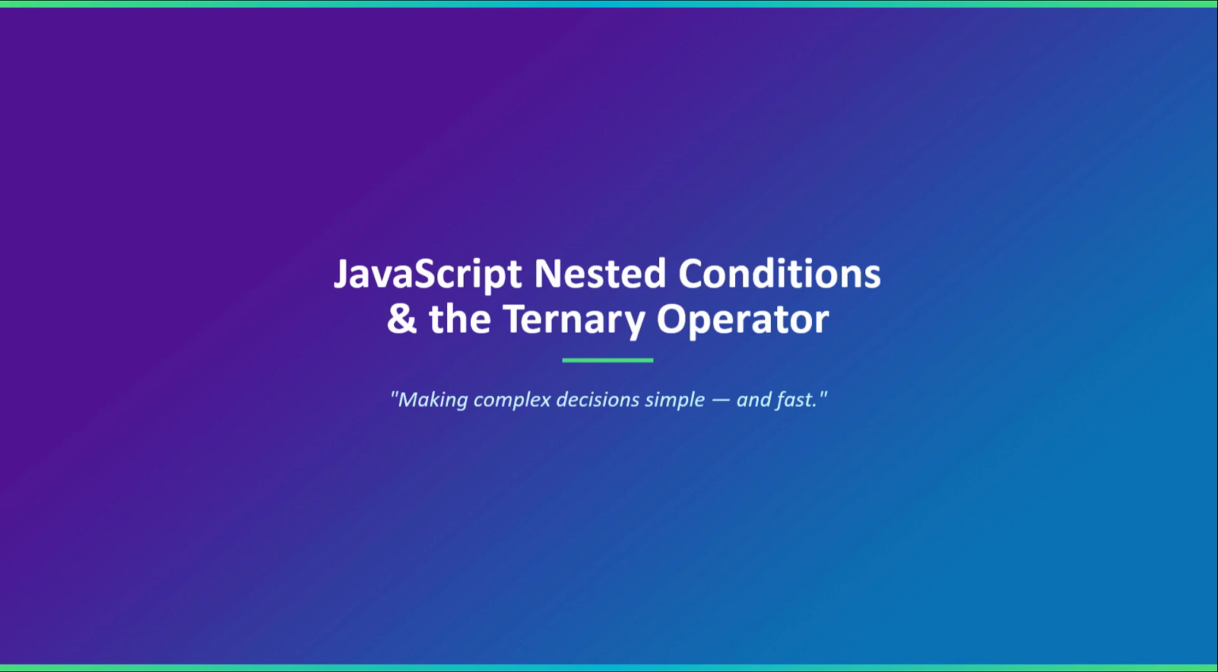Is the user logged in, and is he an admin? Is the temperature hot or cold, and should I wear a jacket? Today we will learn how to handle these using nested conditions and the ternary operator, a tiny piece of syntax that makes your code super clean.